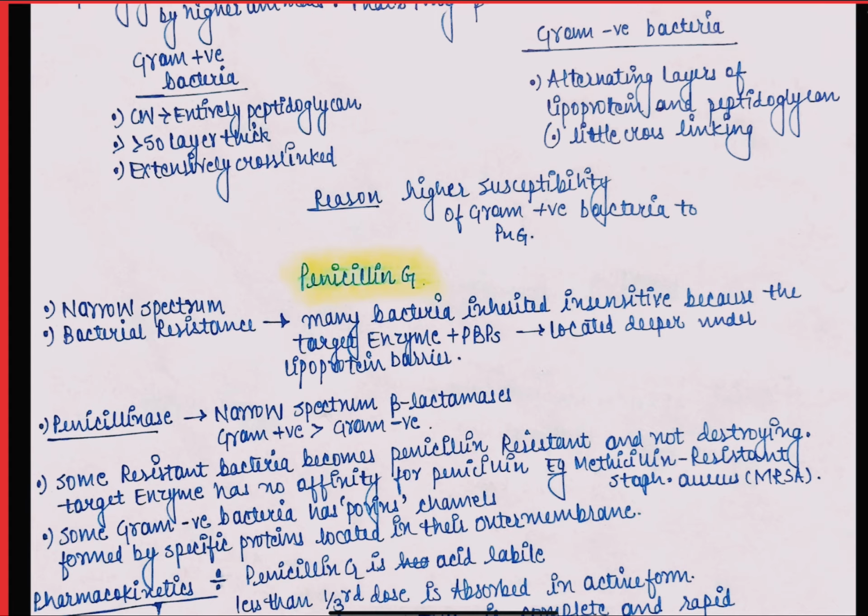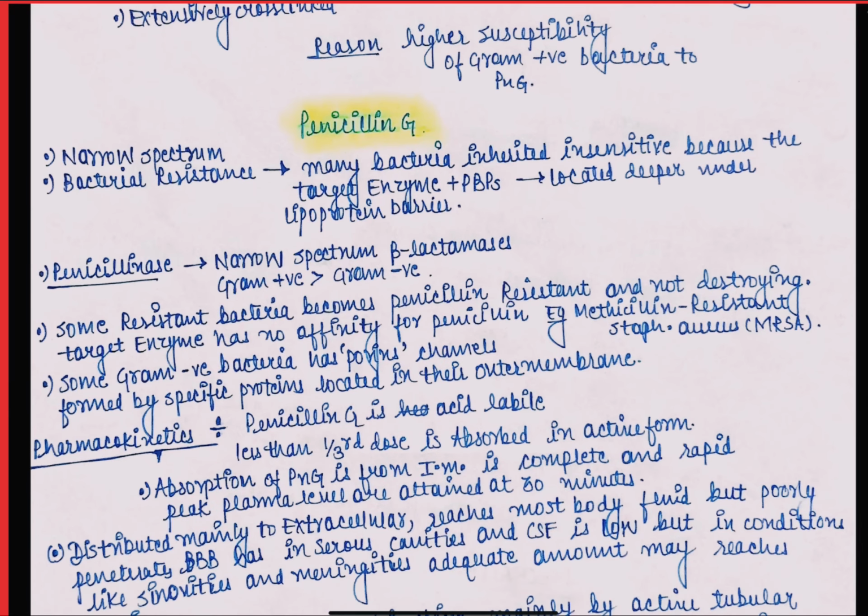So there is bacterial resistance. We will talk about bacterial resistance to penicillin G. Many bacteria have an inherited insensitivity to penicillin because the target enzymes or plasma binding proteins are located under the lipoprotein barrier on a deeper side, where the penicillin G antibiotics cannot penetrate, so they cannot have an action on that. Okay, so that's how they have a low affinity for penicillin G.